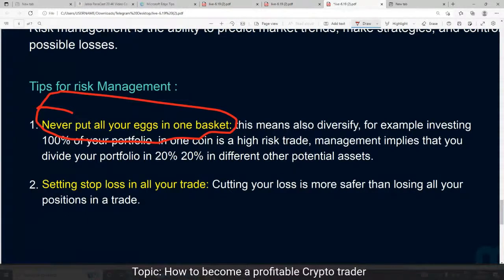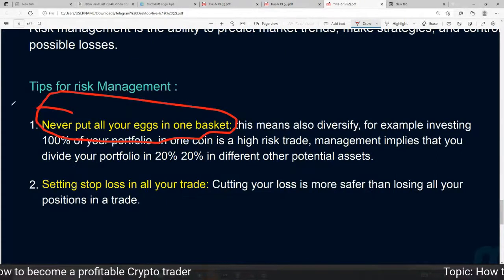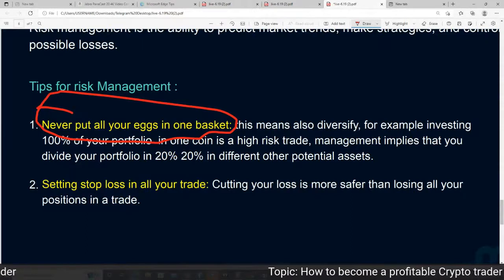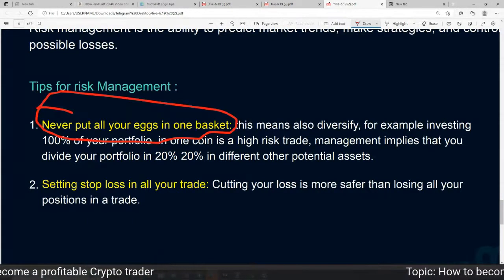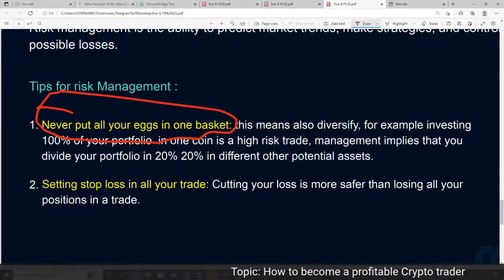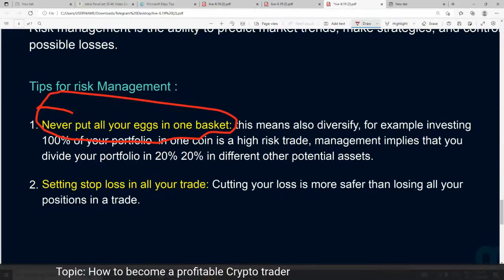Now, the next thing we have to talk about here is setting your stop loss in all your trades. How often do you use stop loss? Many people don't use stop loss. Many people do not use their stop loss. How often do you use stop loss in your trade?